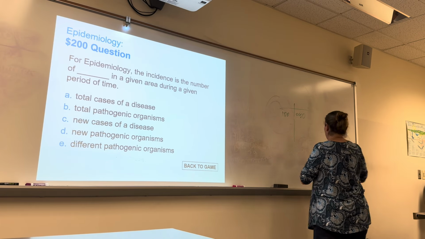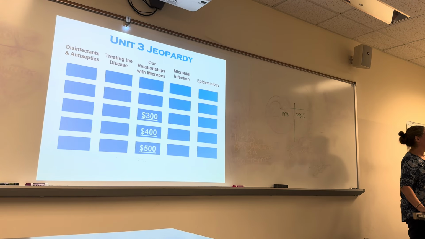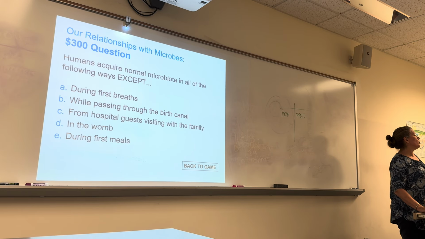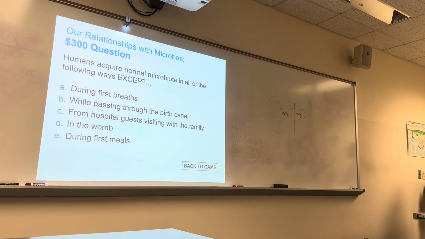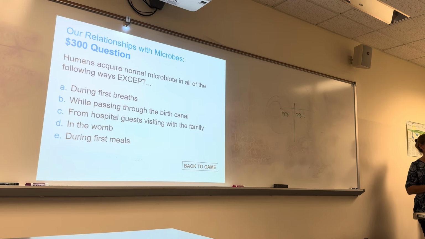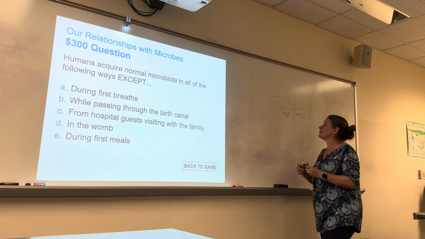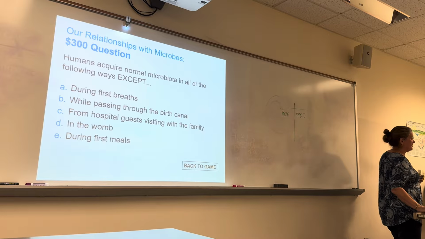We're up there, whatever. All right, which one? 300? Humans acquire normal microbiota in all of the following ways except. In the womb, D. That is correct.